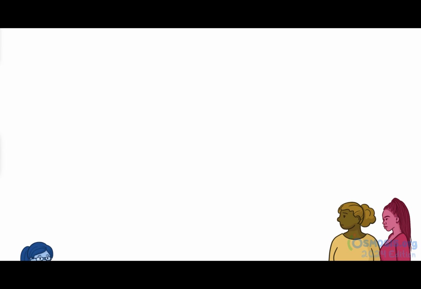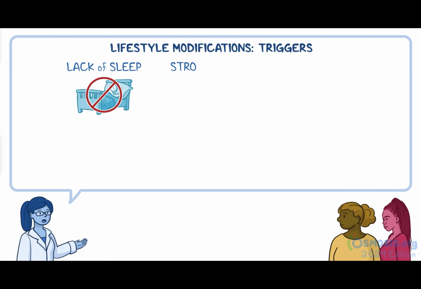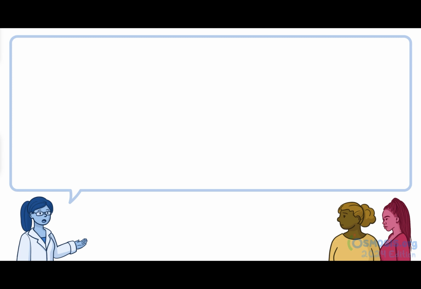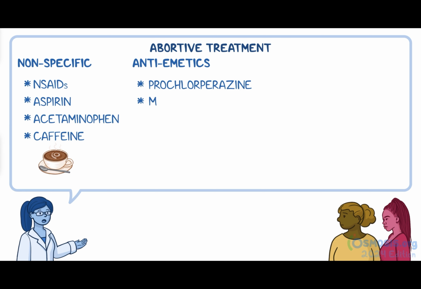In general, treatment for migraines with or without aura is the same. As before, encourage lifestyle modifications. Triggers for migraines include lack of sleep, strong smells, and dietary items such as chocolate, cheese, and alcohol. Migraine attacks are also associated with menstruation. As far as medical therapy goes, there are various pharmacological options for abortive migraine treatment. Non-specific medications include NSAIDs, aspirin, acetaminophen, and caffeine, as well as antiemetics like prochlorperazine and metoclopramide.